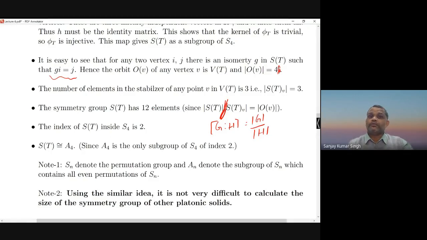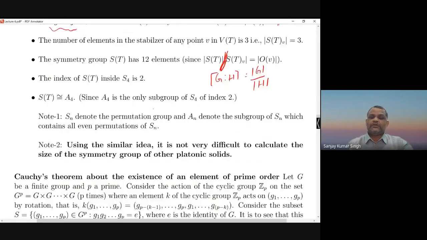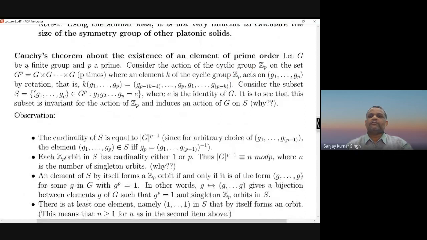Now I am going to give you a proof using group action, and the proof is not very difficult. So let G be a finite group and P be a prime. Now I am going to define an action of the cyclic group Z_P on this set. What is this set? This is the P-fold product of G. So any element of G^P is written as (g1, g2, ..., gp). So now I am going to apply the action. To apply the action, I have to tell what is the value of k acting on (g1, g2, ..., gp), where k is an element of Z_P.